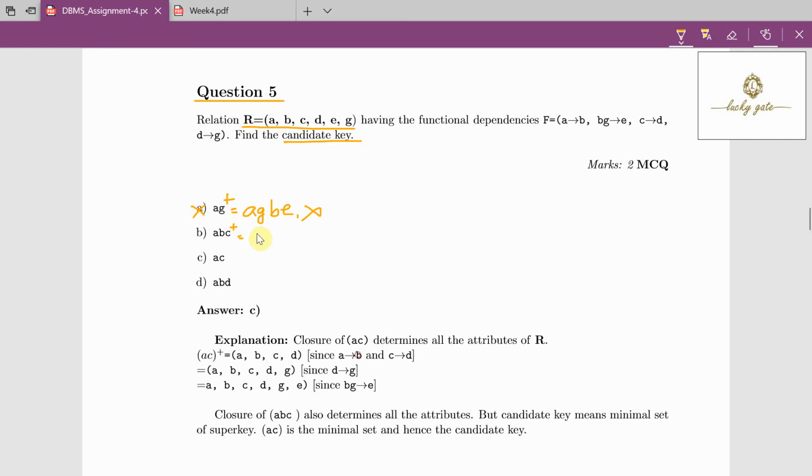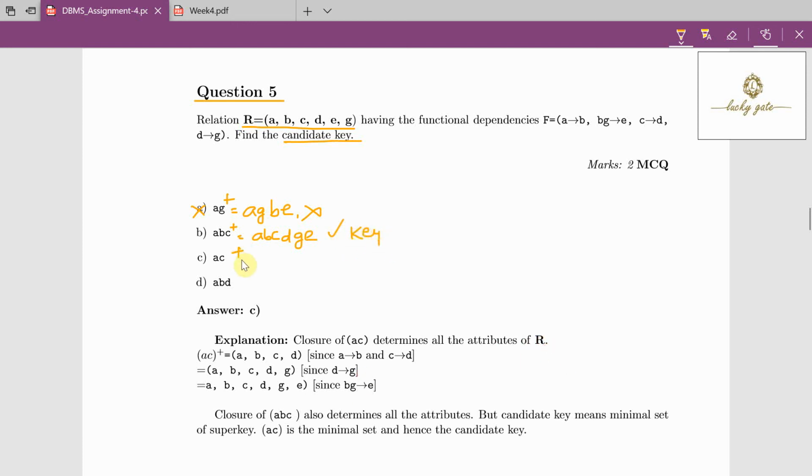Option B, ABC closure. A, B, C. With A we determine B. With C we determine D. With D we determine G. But are you getting E, friends? With BG we determine E. Okay, it is determining all the attributes. So I conclude that it is a key.